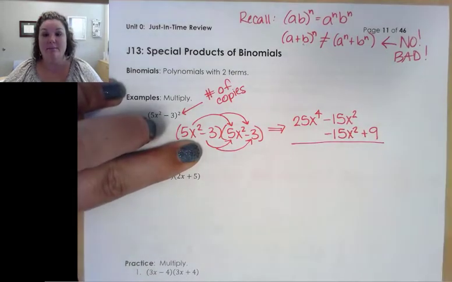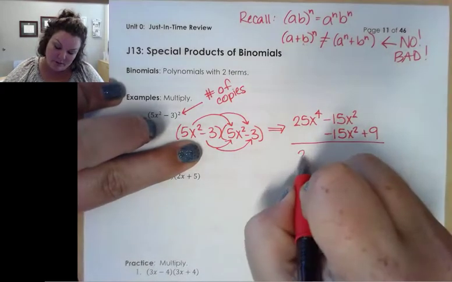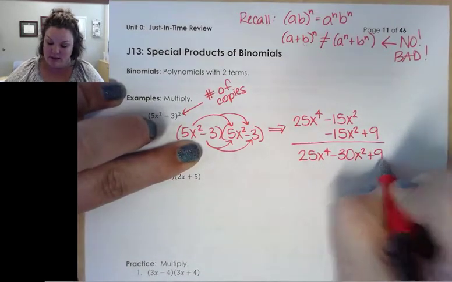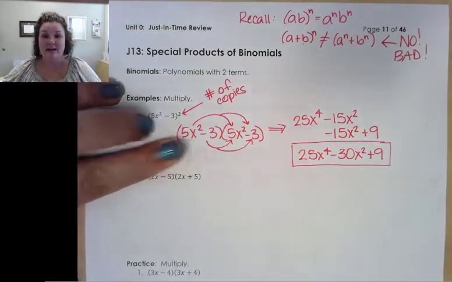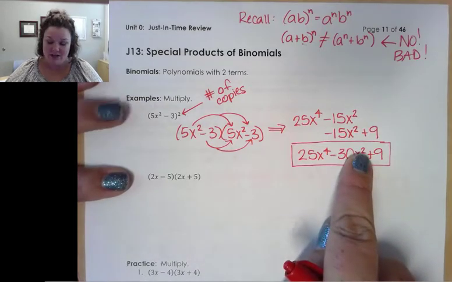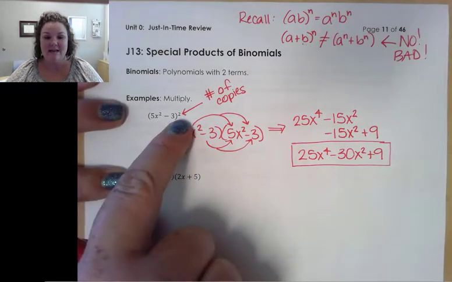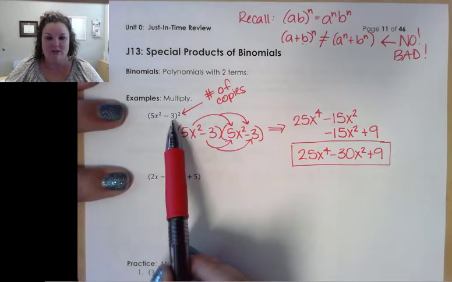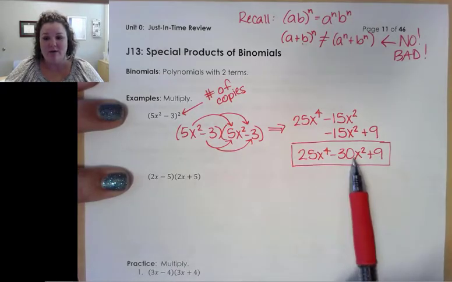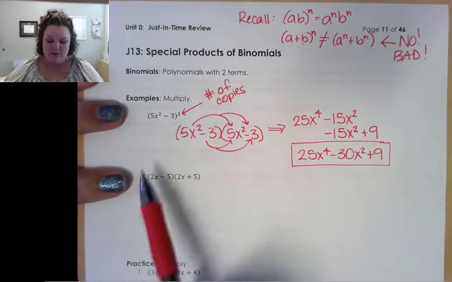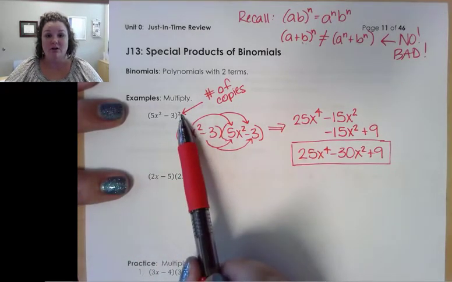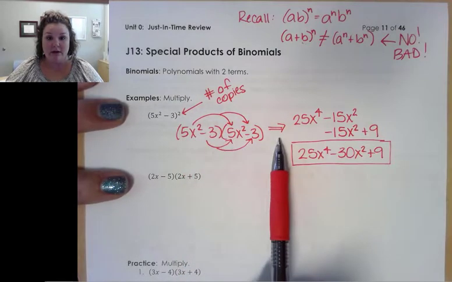And then all I have to do is combine my like terms, right? So I end up with 25x to the fourth minus 30x squared plus 9. And I can just leave it like that, okay? So basically from here down is everything we did in the last section. The only difference is knowing that we cannot take this and just square the 5x squared or just square the 3. Because if we did that, we'd only be ending up with the first and the last term, right? We wouldn't be getting the middle term, okay? So this is one of our special products, when we have two quantities squared, or it could be to the third, right? If it was to the third, then we would have to do 3 copies, okay?